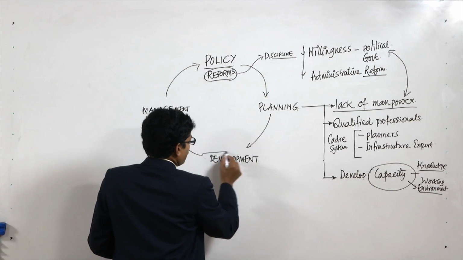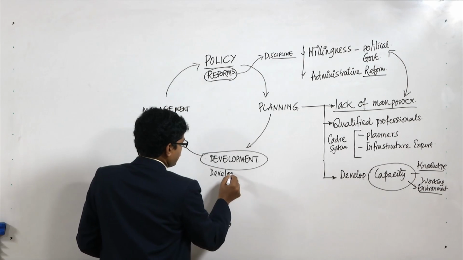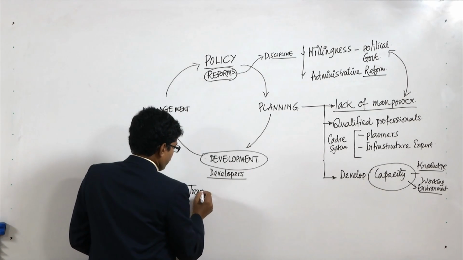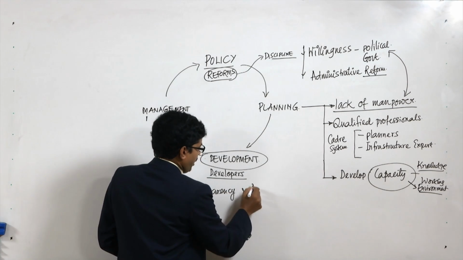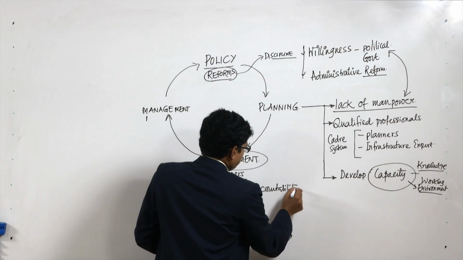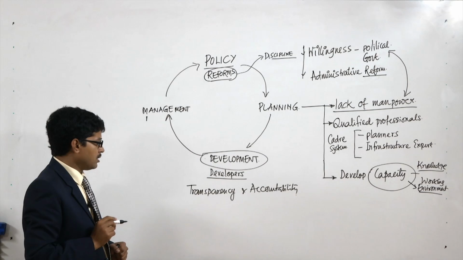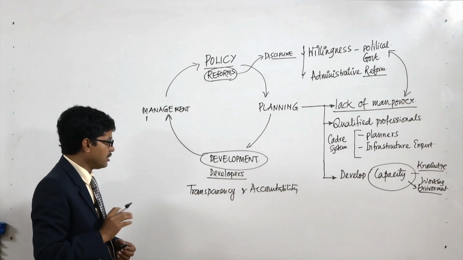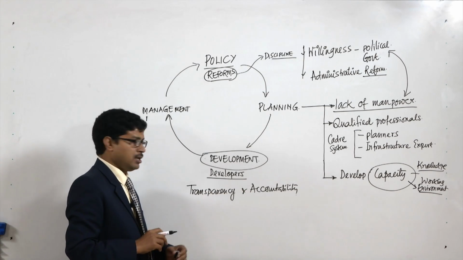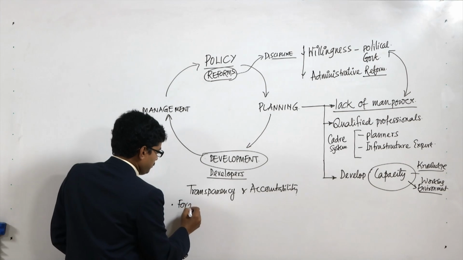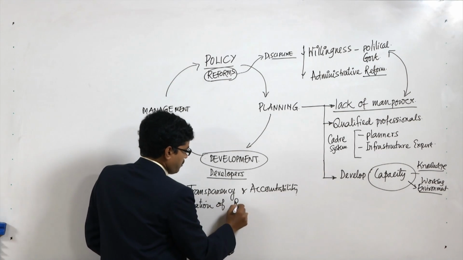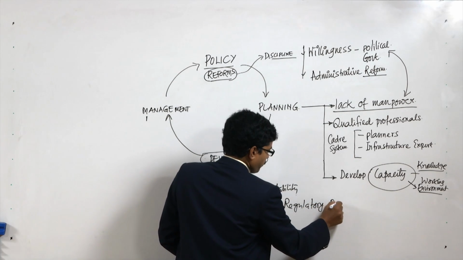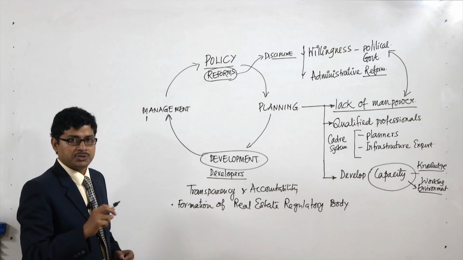At the development stage, we discussed that the role of the developer is very important. At the development phase, the main issue is transparency and accountability. In the last-to-last lecture, we discussed the Real Estate Regulation Act. In the Act, several stipulations and mandates are given for all real estate developers, so that they can come out with a transparent and accountable service. Now, the major issue is the formation of a real estate regulatory body at the state level, so that they can steer the whole process.